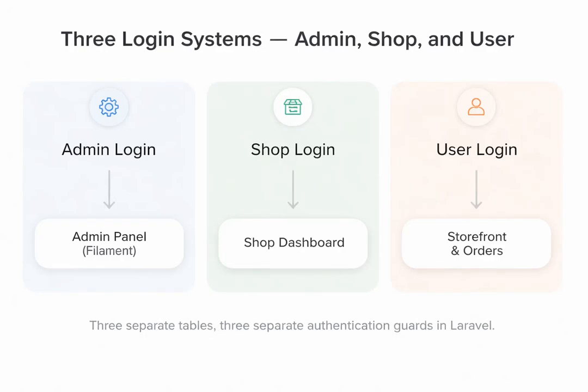This application has three distinct types of users, each with their own login system. Admins log in to manage the platform through the admin panel, shops log in to manage their products and orders, and regular users log in to browse, add to cart, and place orders. Each of these corresponds to a separate database table: admins, shops, and users. And in Laravel, each will have its own authentication guard configured. This multi-guard setup is a common pattern for applications that serve multiple types of authenticated actors.